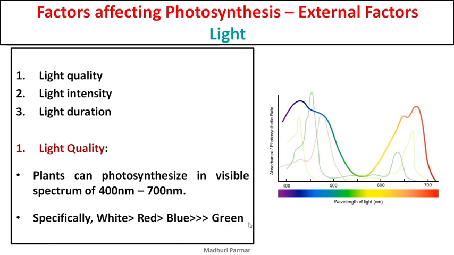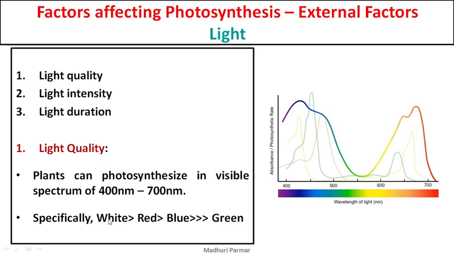So this here, let me just describe what it is. Okay, so there will be most photosynthesis happening in the white light. Why in the white light? Because in white light there is red light as well as blue light, right?